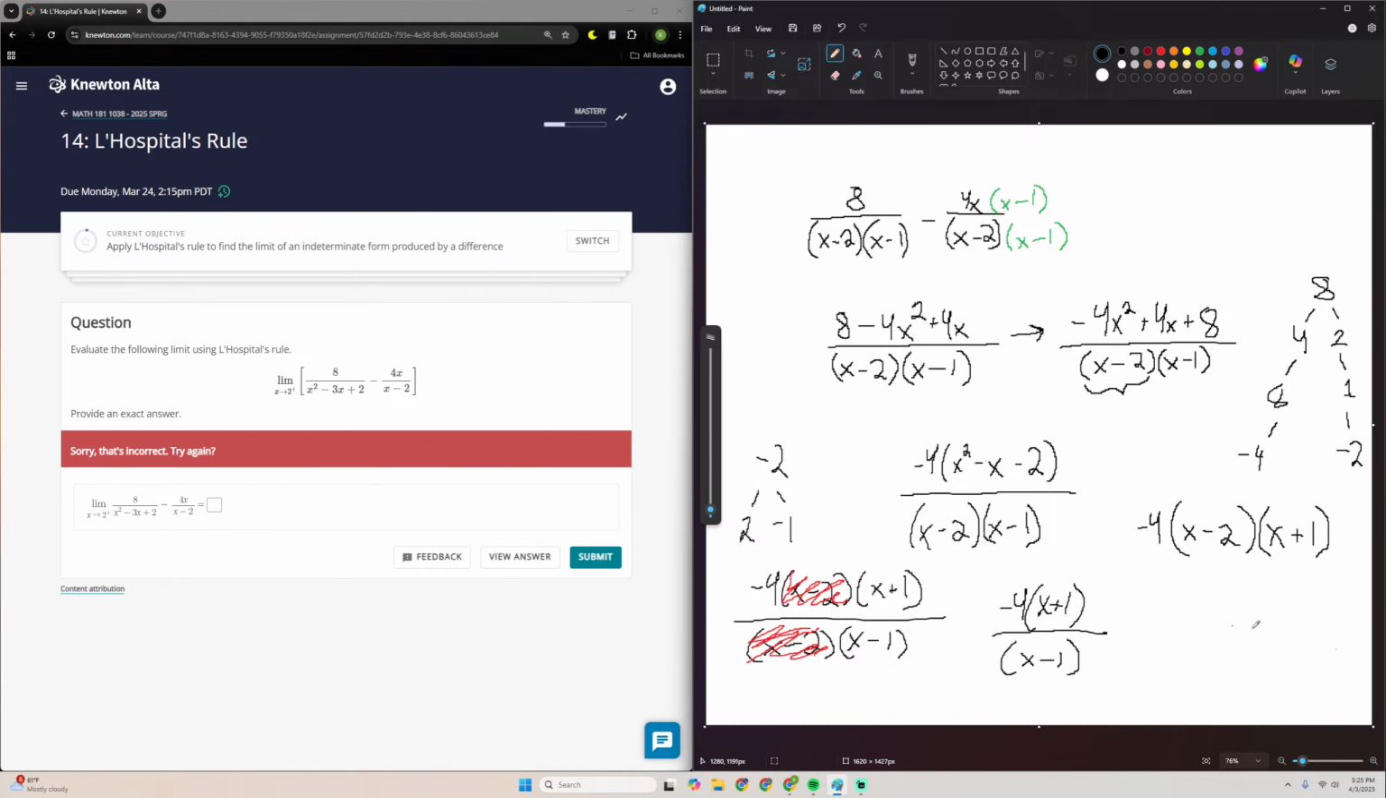If we plug in 2 right now, this would be 2 take away 1, which is 1. Negative 4 times this. Negative 4, 2 plus 1, which is 3. Negative 3. Negative 4 times 3 is negative 12. However, I'm going to do one more check because I'm stupid. 2 take away 1. Oh, 2 plus 1. Yeah, negative 12. Negative 12.